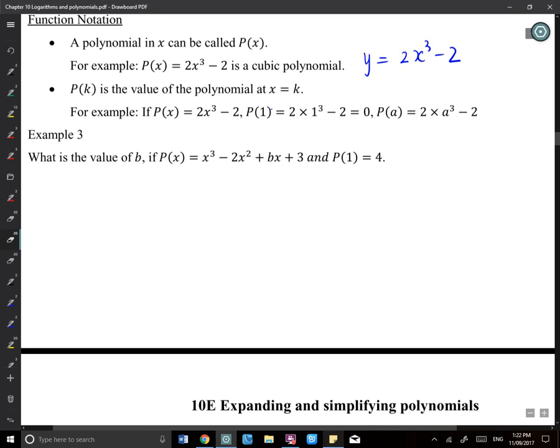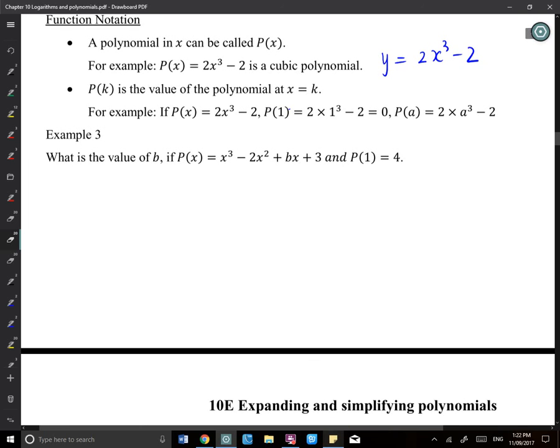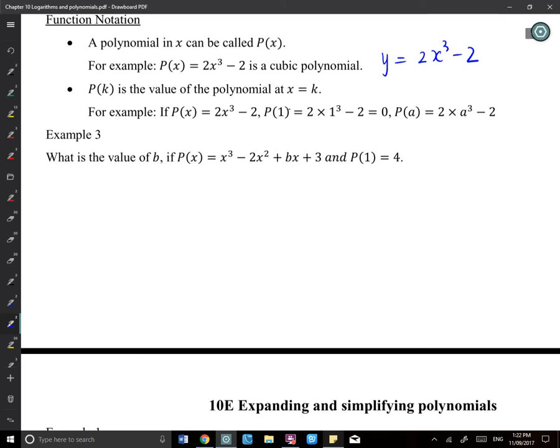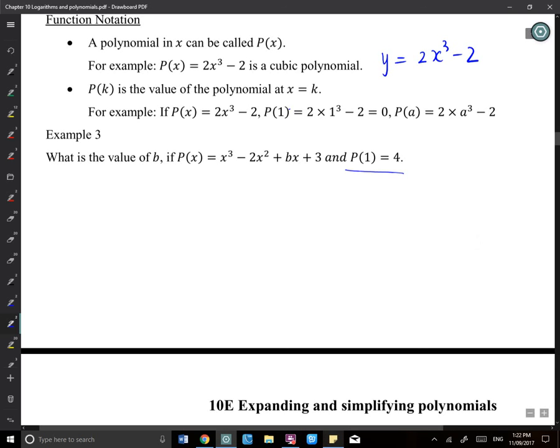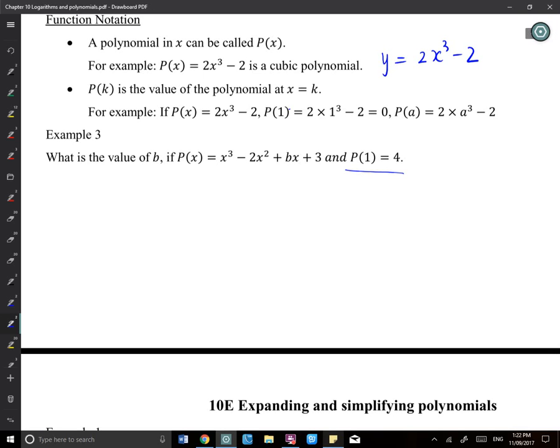Let's have a look at this. Example 3 says, what is the value of b if P(x) equals that, and you know that P(1) equals 4? P(1) equals 4 tells me when x equals 1, your y value is 4. That is basically what I get from this expression.